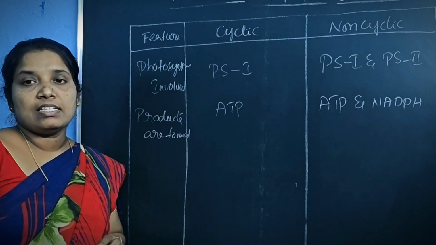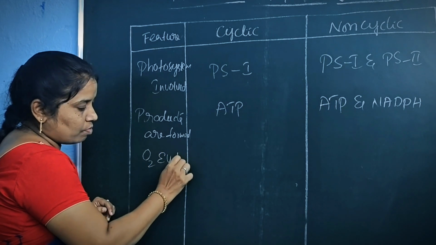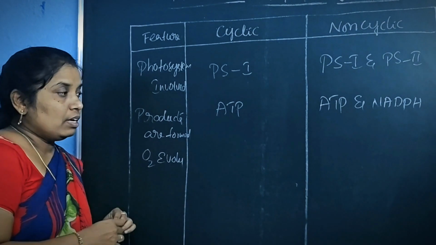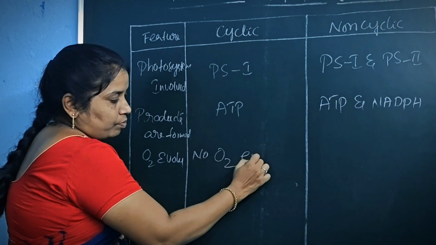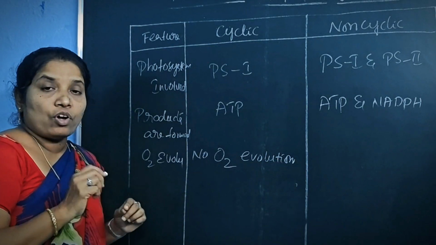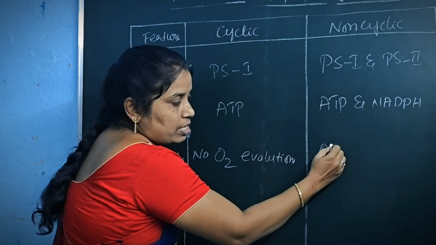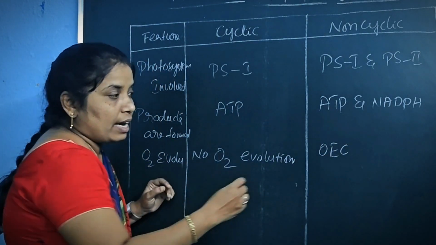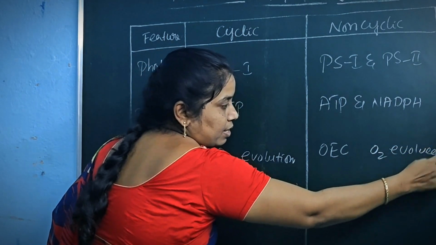The third difference is oxygen evolution. In the case of the cyclic electron transport chain, there is no oxygen evolution. Whereas the non-cyclic electron transport chain is associated with an oxygen evolving complex, and oxygen is evolved in the non-cyclic electron transport chain.